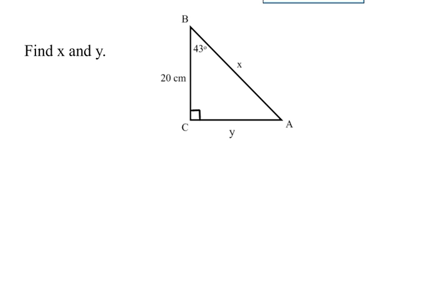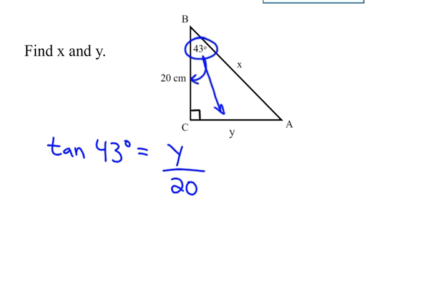Which trig ratio are we going to apply here? We have this angle. Side Y is opposite. The side we're given is adjacent. So we're going to use the tangent because tangent is opposite over adjacent. So we do the tangent of our angle, which is 43 degrees, equals the opposite side over the adjacent side.